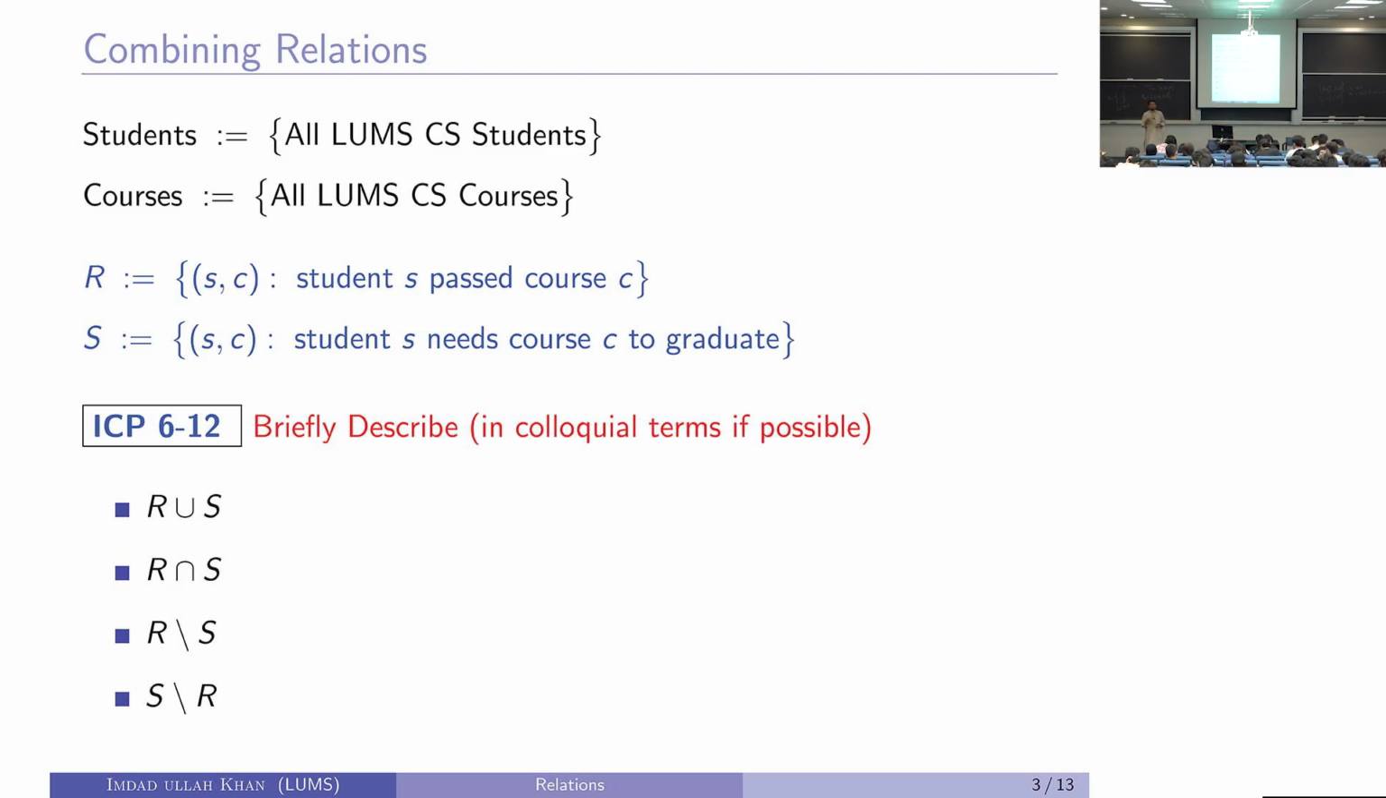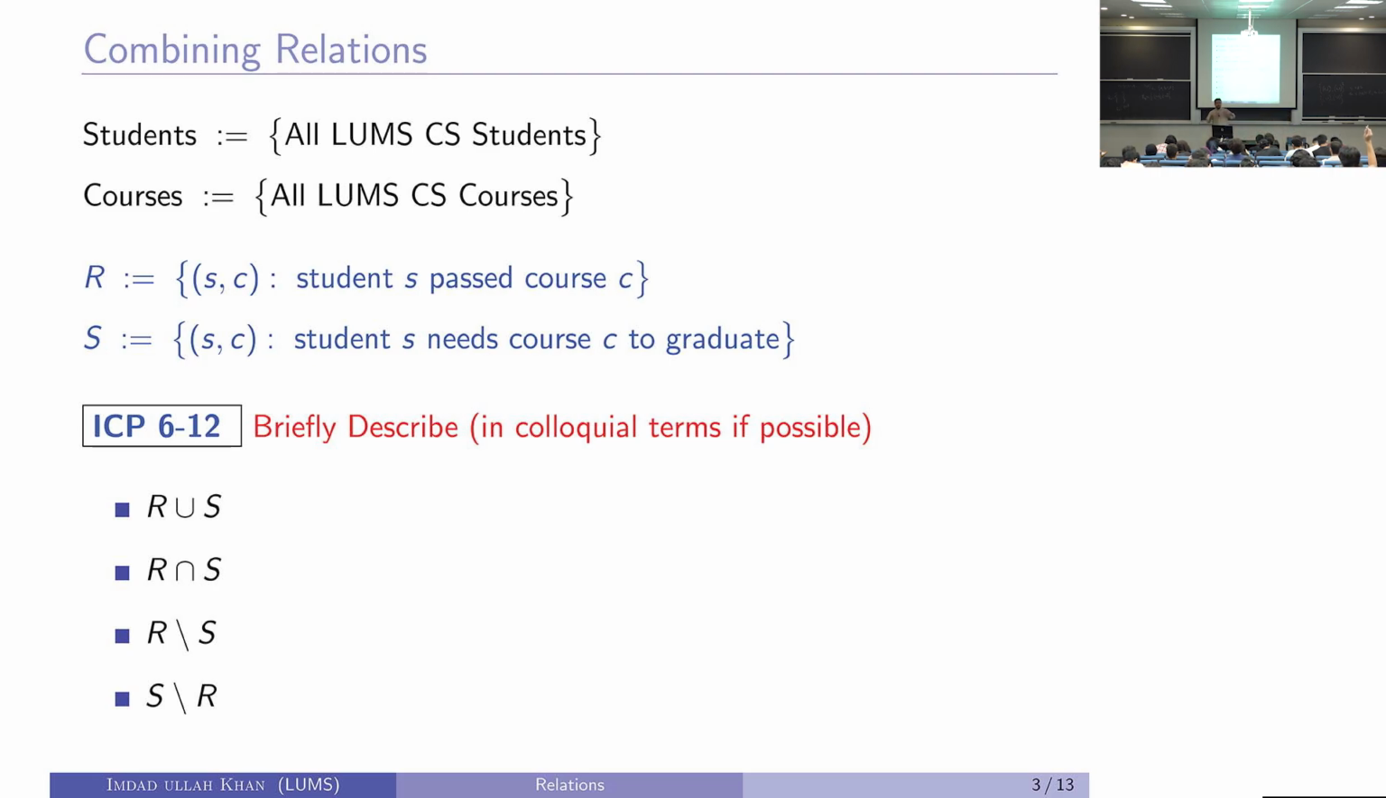Sir, R union S would be either the student has passed the course or needs the course to graduate. Yes, either it is passed or it is a required course. Okay, and S minus R would be courses needed to graduate but not yet passed. Yeah, so these are the ones this is what mainly the academic advisor would be interested in.